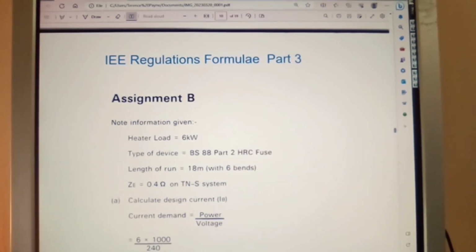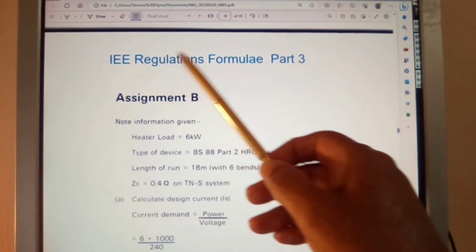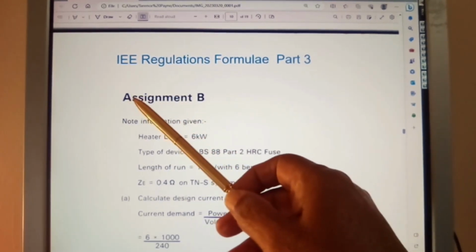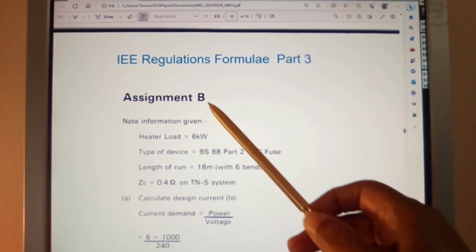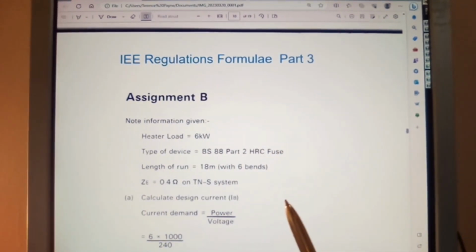Okay, welcome back. What I want to do is continue with the IEE Regulations, formulae part 3. Right, assignment B. Now just ignore the assignment B. It's only acting as a point of reference, okay?